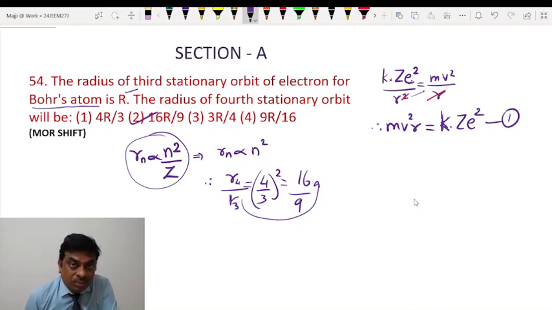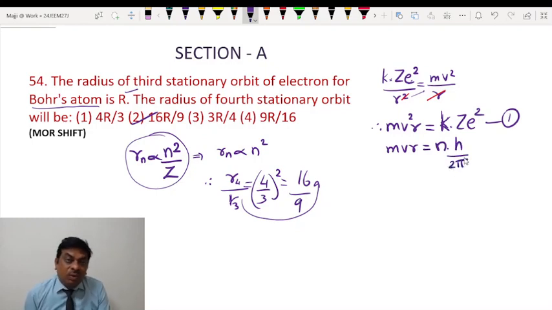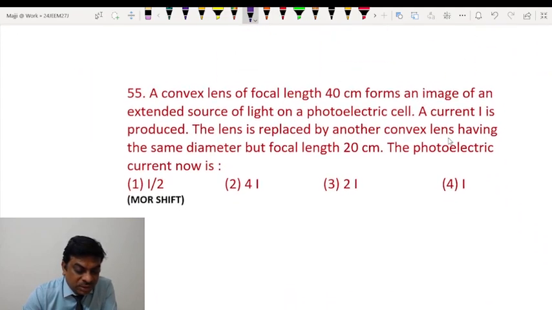According to Bohr's postulate, the angular momentum of the electron is quantized in fact, and one quantity is h by 2 pi. So n is the principal quantum number. This is the other equation, students. Okay. So you can obtain r if you square this and divide. If you square equation 2 and divide, you will get this result. Upon squaring, you will get n square upon Z. Okay, moving on to the next question, students.